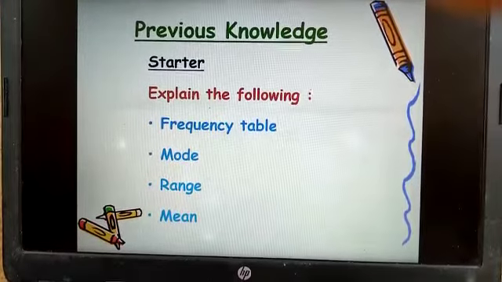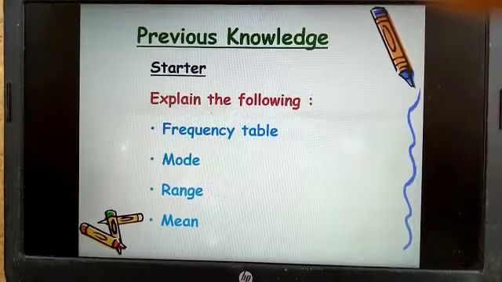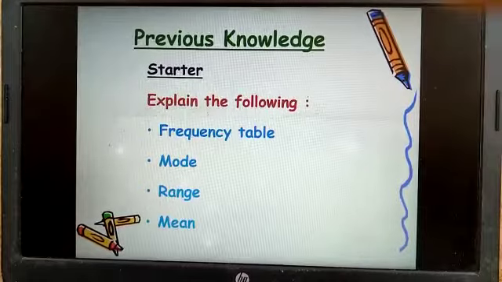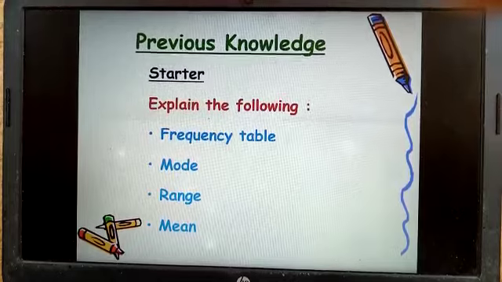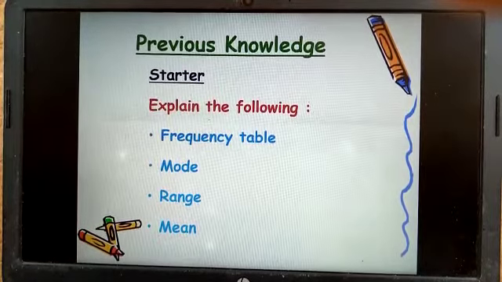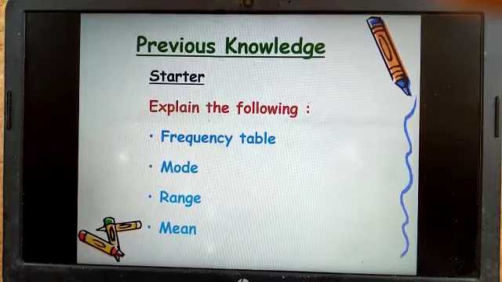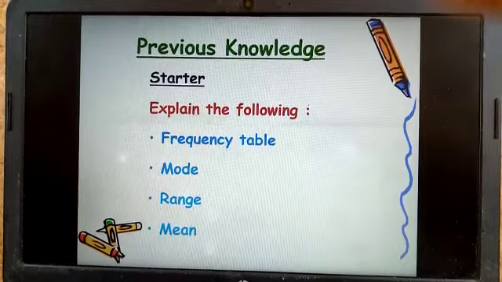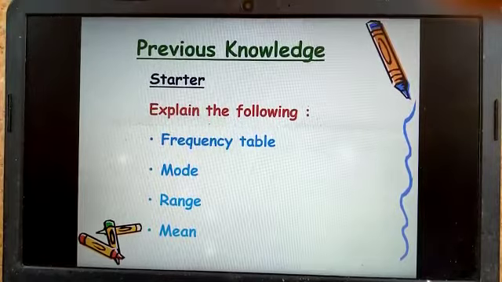Frequency table is a table which has the quantity, frequency, the tally, and the product of frequency and the quantity. While the mode is the quantity which has the highest frequency. The range is the difference between the maximum and the minimum, while the mean is average. It's also giving us the sum of fx over sum of f. I know you got everything.